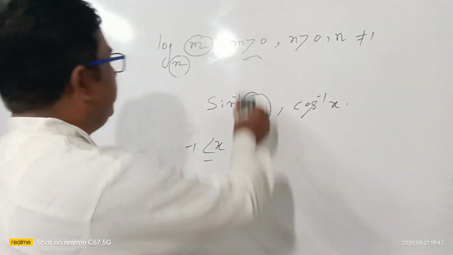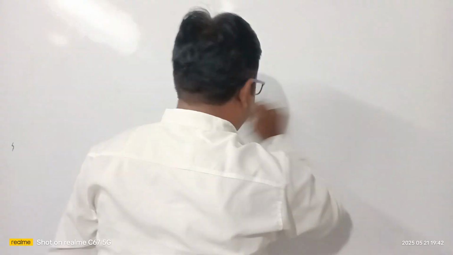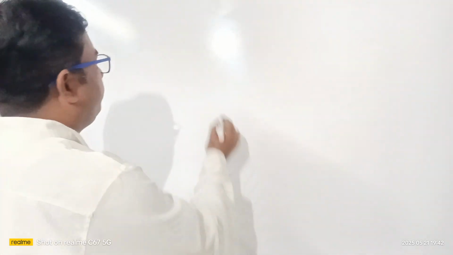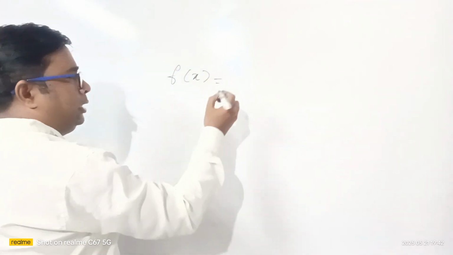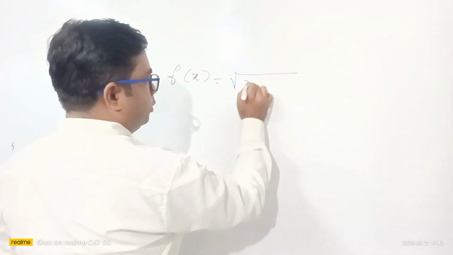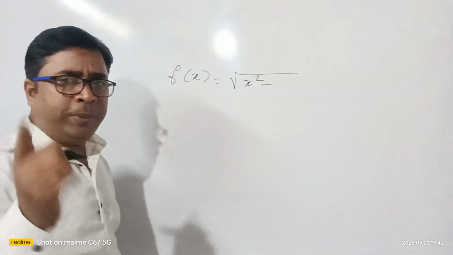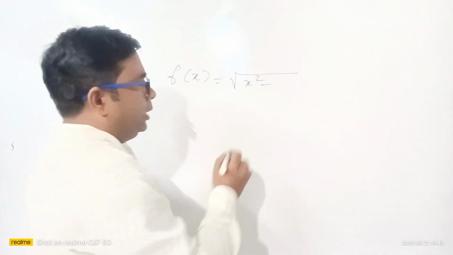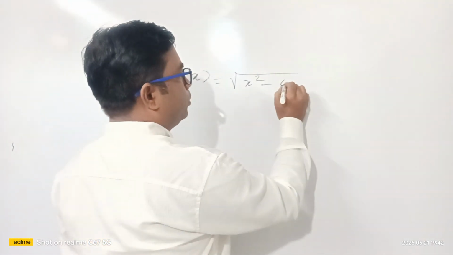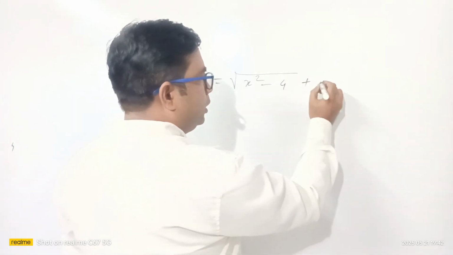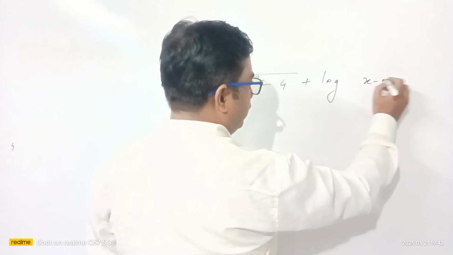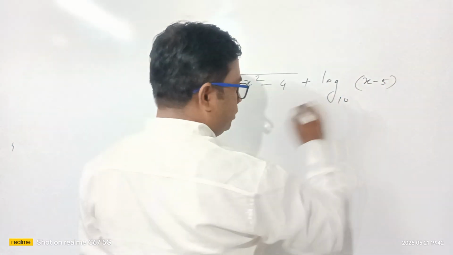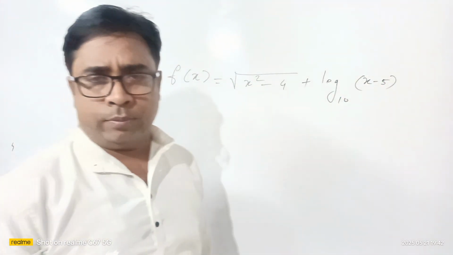Which also came in previous years' JEE Mains and Advanced. So first, let us find the domain of a function f(x). This question came in previous years: f(x) equals root of x square minus 4 plus log of x minus 5 to base 10. We have to find the domain of this function.